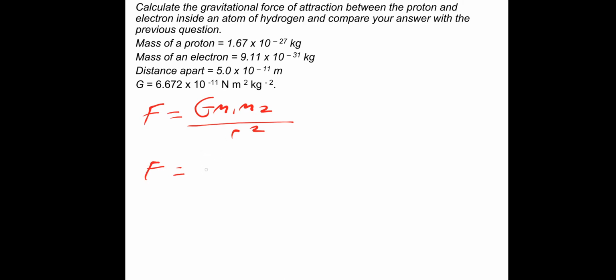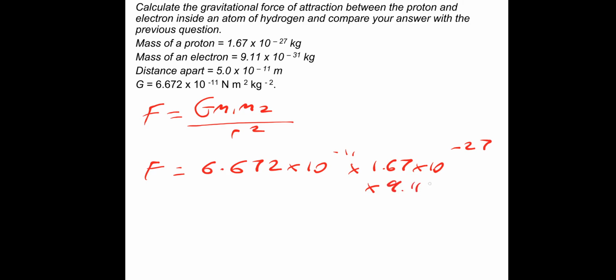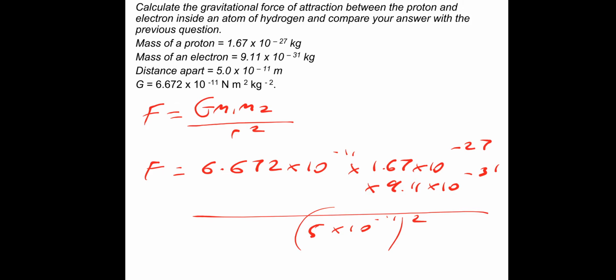So G is 6.67 times 10 to the minus 11. On most data sheets, it's just given as 6.67 times 10 to the minus 11. Multiplied by mass 1, so we've got the 1.67 times 10 to the minus 27, times mass 2, 9.11 times 10 to the minus 31 for the electron, and then divided by the distance squared. So 5 times 10 to the minus 11. Make sure that's squared.